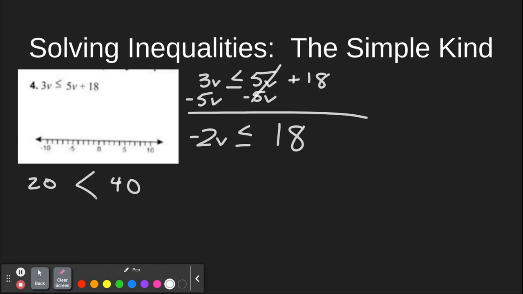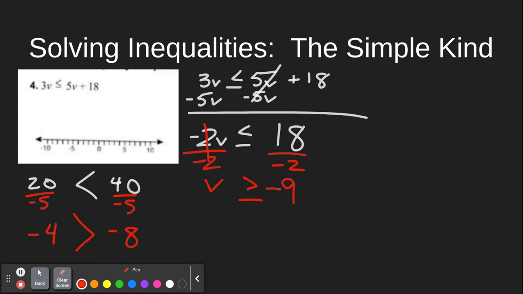The 40 is bigger. Now, if I divide both sides by the same negative number, let's say that's negative 5. Over here, we get negative 4. Over here, we get negative 8. And which one's bigger? Well, that one is bigger. So when I divide by a negative, I have to switch the sign. That's just how the math works. Nobody's making up these rules. It's just how it works. A positive divided by a negative is a negative.